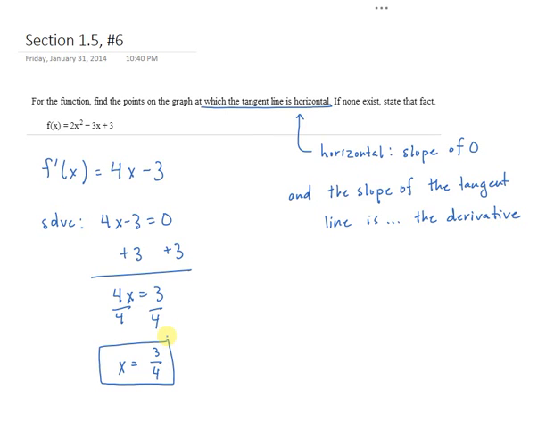What should happen is, if you graph this function on your calculator, you should see that it looks something like this. And right here should be x equals 3/4, because a horizontal tangent line means it's horizontal. So it's usually when the function switches directions, pretty much always.